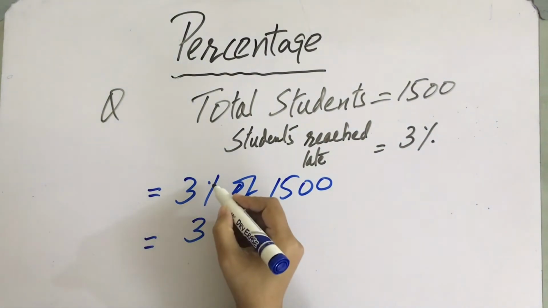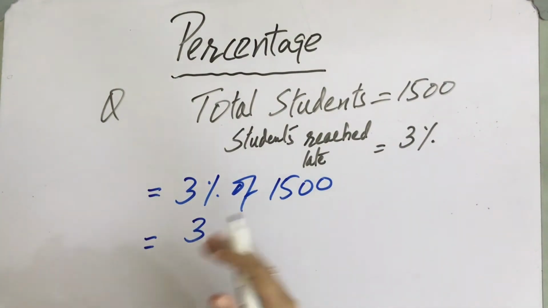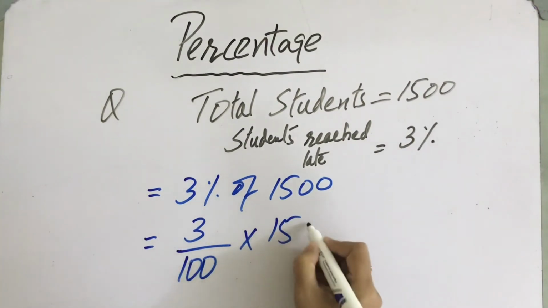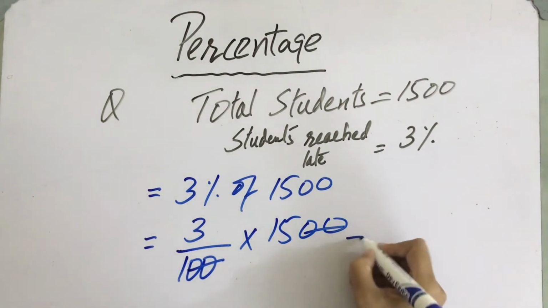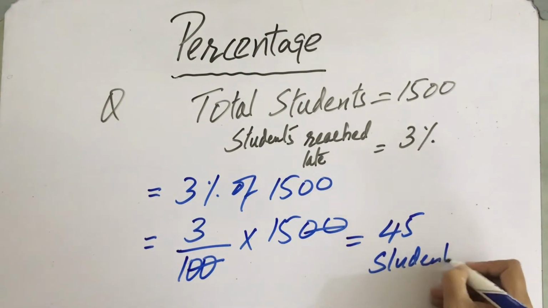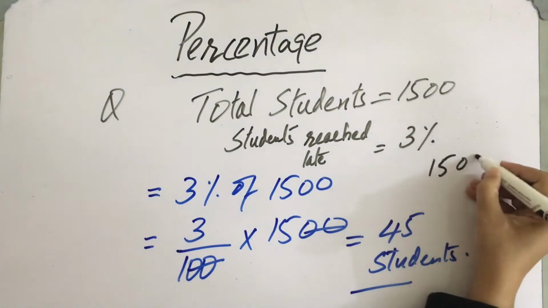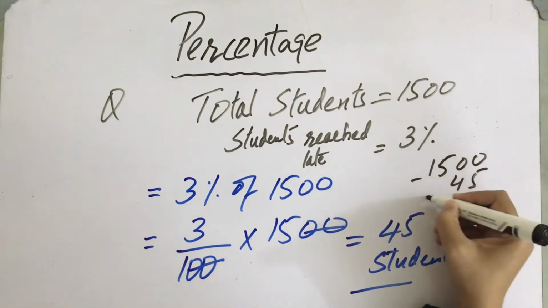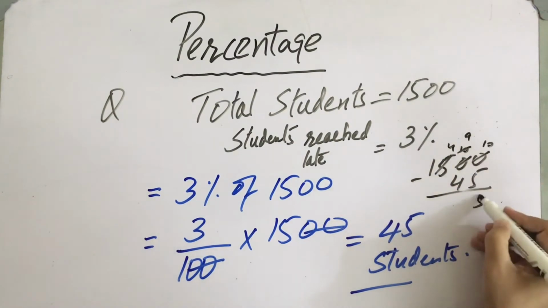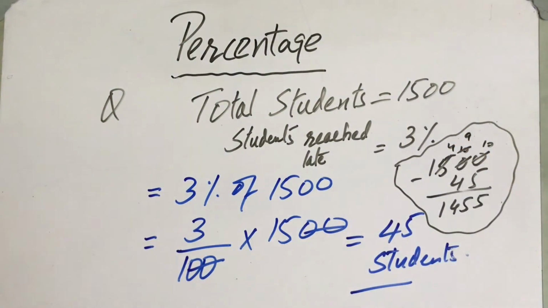Notice when we have a percentage with us, we have to multiply with the total. But when we have to find the percentage, we multiply with 100 and divide with the total. 3% of 1500 were late. Cancel 00. 15 multiply 3. 45 students were late on that particular day. Okay, if we have to find how many students were on time, we shall subtract this 45 from 1500, and we shall have 1455 students who were on time on that particular day.